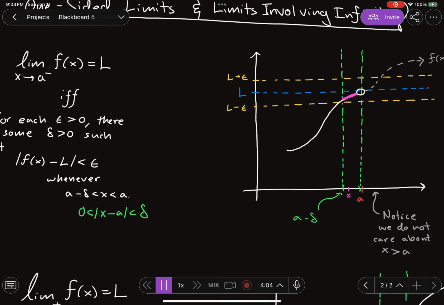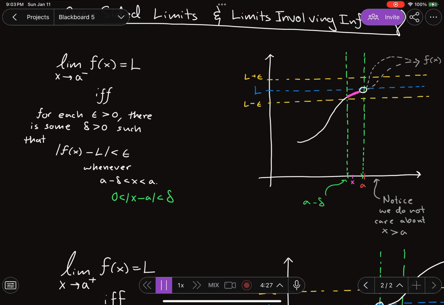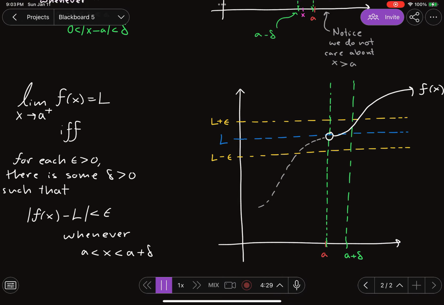In fact, it probably would have been more fruitful to show that. Notice that on this side, perhaps the delta that we chose does not work for the right-handed limit. So I'll keep that there. But anyways, okay, so that's a left-handed limit. That's something we have to at least be aware of, so I spent some time defining it. And of course, that begs the question, there is certainly such a thing as a right-handed limit.